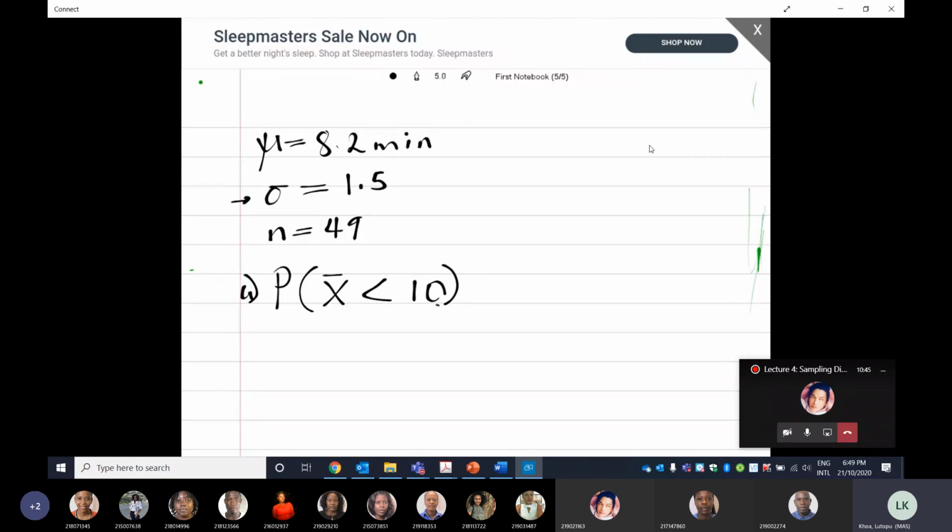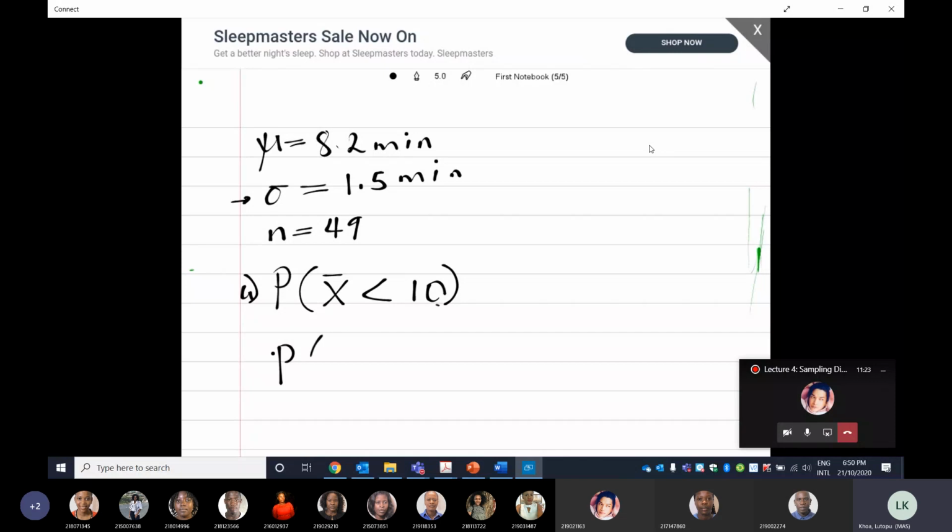Okay, so here, just by reading this question, I think we're expecting this probability to be very high because we're told the average waiting time is 8.2 and the standard deviation is about 1.5 minutes. So most people should wait between 7 and 9. So if we're asking what is the probability that somebody would wait less than 10 minutes, almost everybody waits less than 10 minutes. Okay, so what we need to do here is we need to standardize. So we know how to do that.